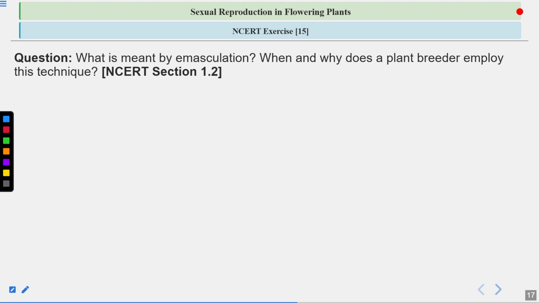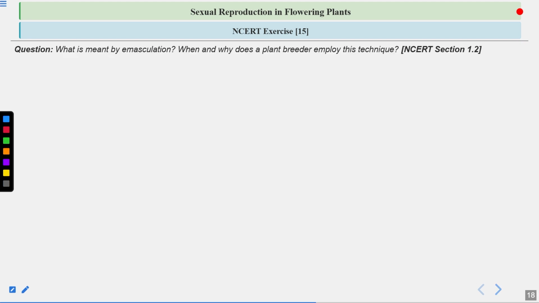Next question is here. What is meant by emasculation, and when and where does a plant breeder employ this technique? Two questions are again here. What is meant by emasculation, and the second, when and why does a plant breeder employ this technique? This is coming from again the NCERT section 1.2. So let us see the answer of this question.